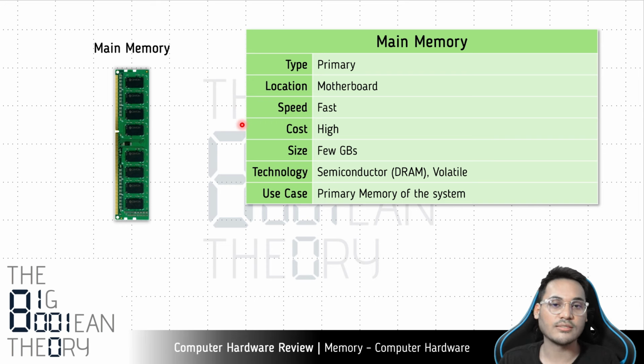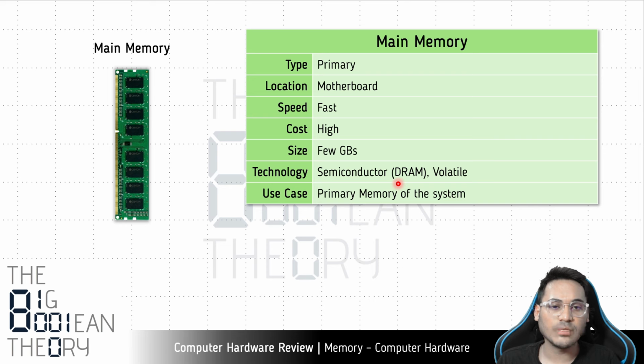It's not as high as the registers or cache, but it's still high if we compare this with the size of the secondary memory. And the size of main memory comes in the range of gigabytes. Typical main memory sizes include 4 gigabytes, 8 gigabytes, right? Common computer systems have DRAMs or main memory in this size range only.